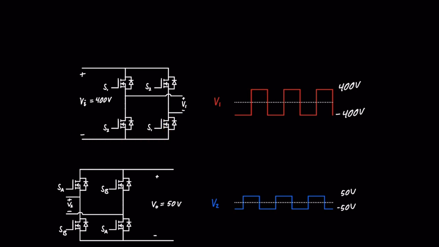And for the other half cycle, we have that S2 is on and S1 is off. So the current will go like this. And you can see that it's the opposite, so we get minus 400.